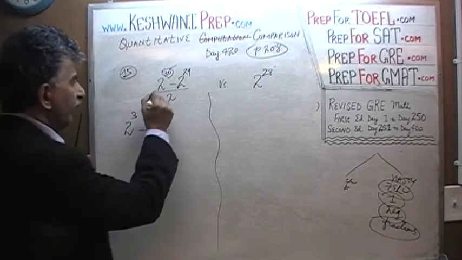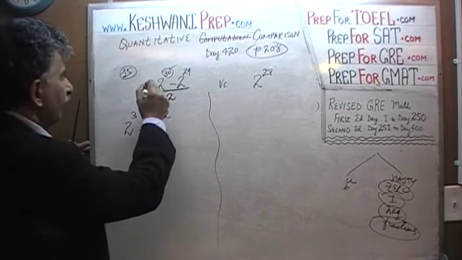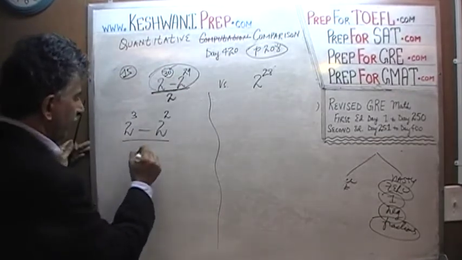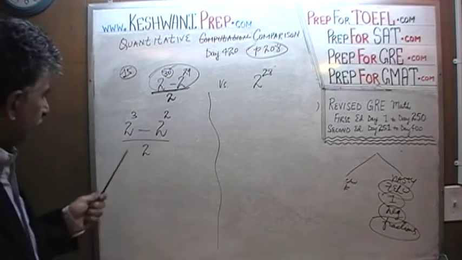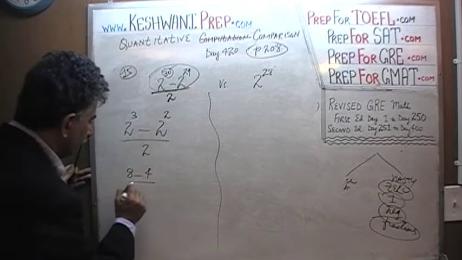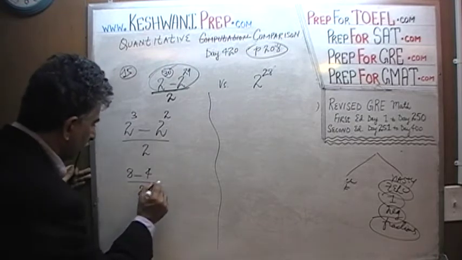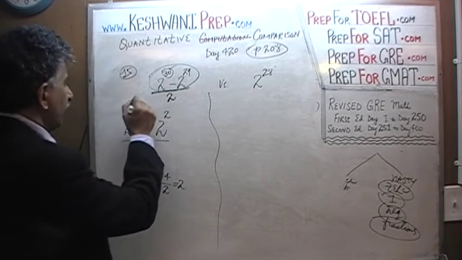And then we're supposed to divide by 2, which is the same as taking half of the top quantity. We're going to take half of that quantity. You with me? Let's find out what that is, shall we? 2 raised to 3 is 8. 8 minus 4 is 4, over 2 is 2. Now that was our column A.